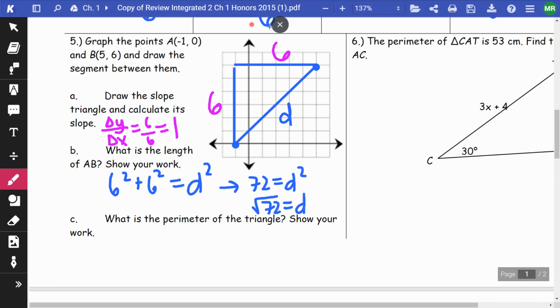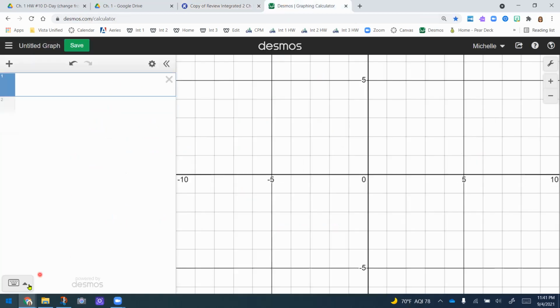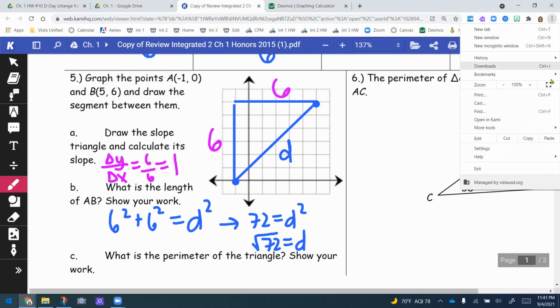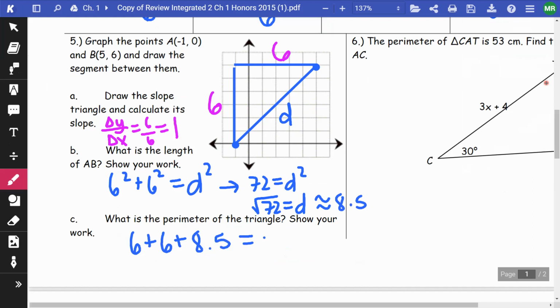And if I put that into my calculator, square root of 72, I end up with about an 8.5, let's say. So that's going to be about an 8.5. So then my perimeter, I'm going to take my 3 sides, 6 plus 6, which is 12, plus 8.5, or 20.5 units.